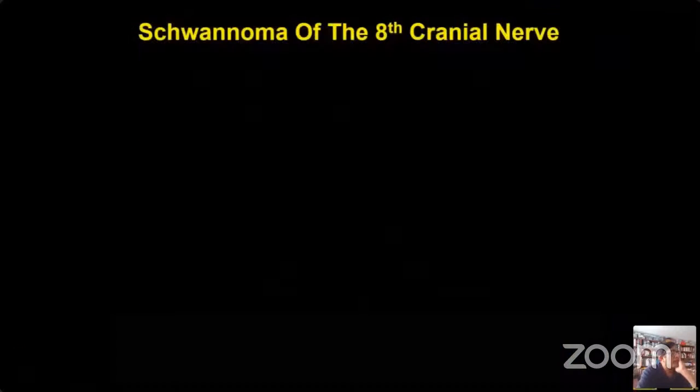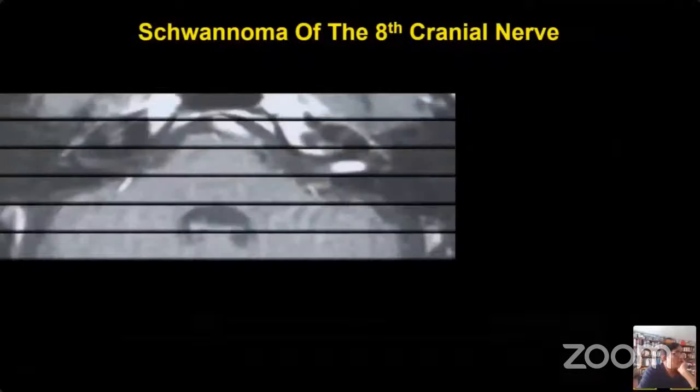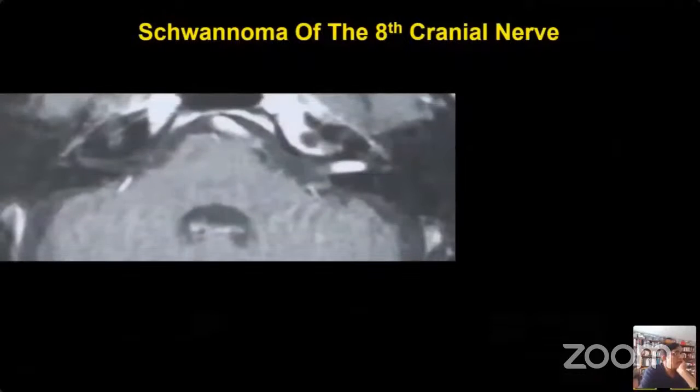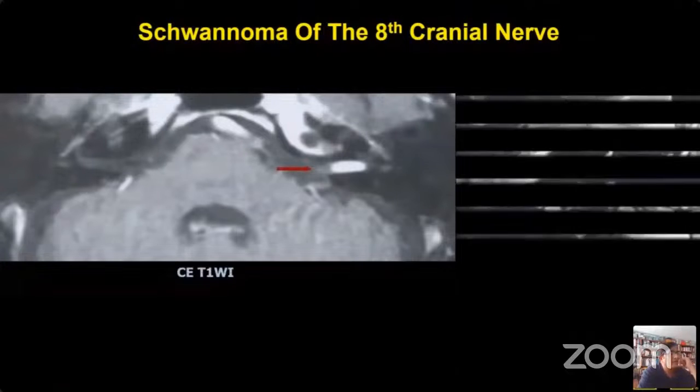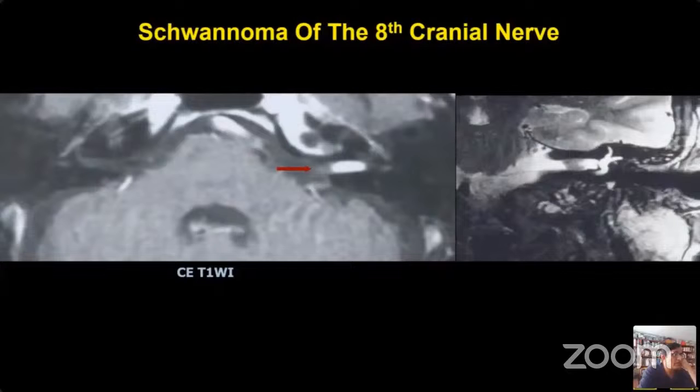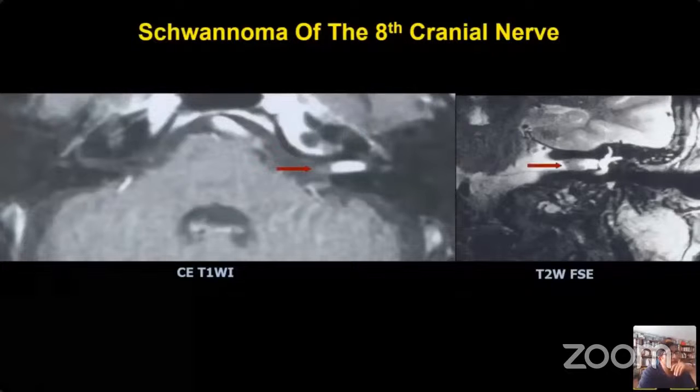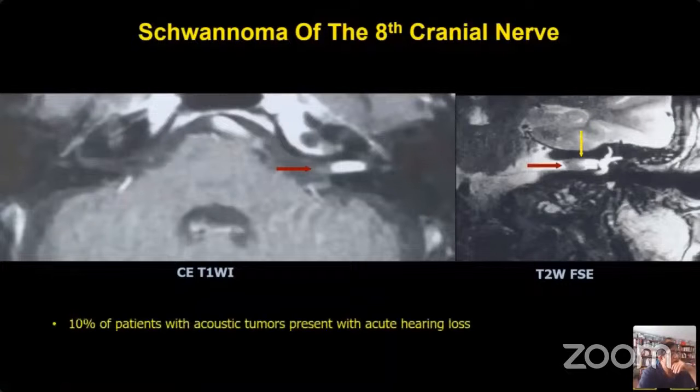Going forward, let's look at some of the schwannomas of the 8th cranial nerve, intensely enhancing intracanalicular part. And then this is a contrast enhanced T1-weighted image, of course, and then you can see that as the filling defect in the parasagittal T2 weighted images, where you can see them very well within the IAC as a filling defect.